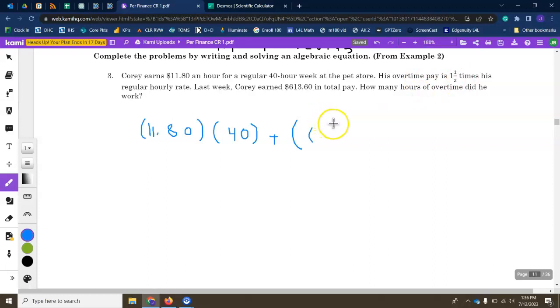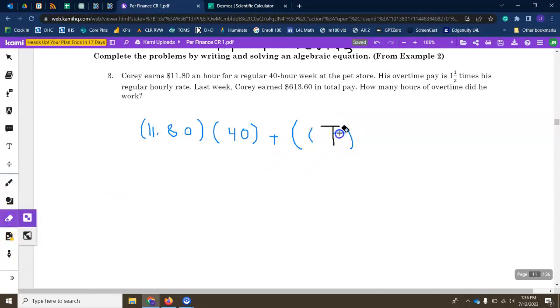Last week, Corey earned $613 in total pay. So not everything's accounted for yet. How many hours of overtime did he work? We don't know. We're going to leave that as OT. Actually, let's just call that T. So maybe you don't write OT and just leave it as T.